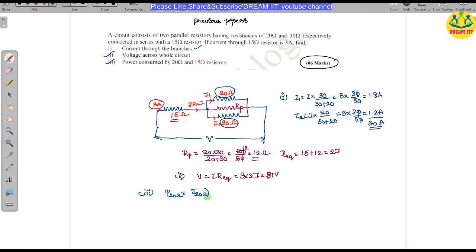I20, current flowing through 20 whole square into R, that is I20, you got it as 1.8 whole square into resistance, that is 20. So what is the power absorbed by 30 ohms? You can take it as I30 whole square into R, that is 1.2 whole square into 30. So these answers I am leaving for you. So units will be watts for this power.